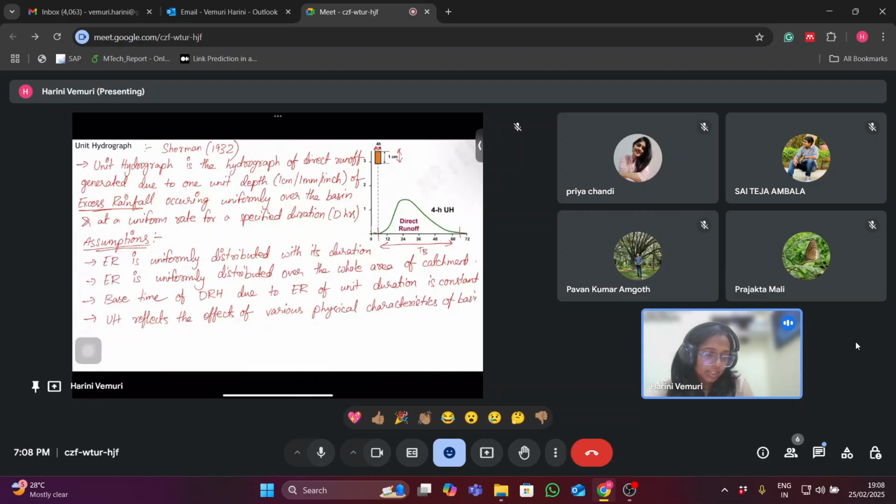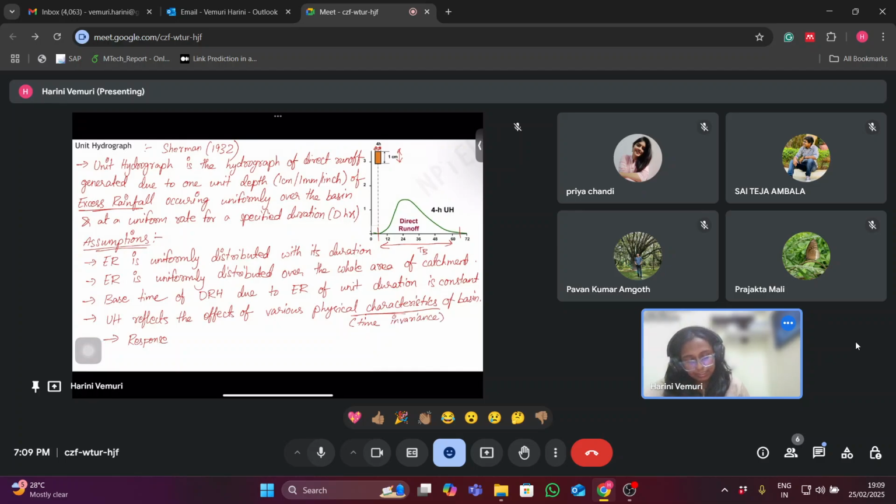That means it doesn't change with time. If there is a drastic change in land use, land cover of the basin, then you can see that the unit hydrograph also changes. So we also say that this property is called time invariance.